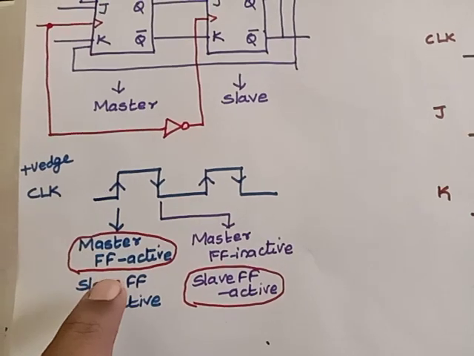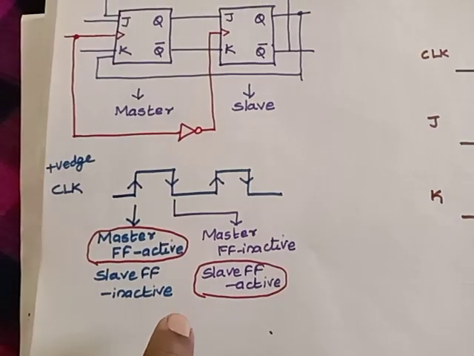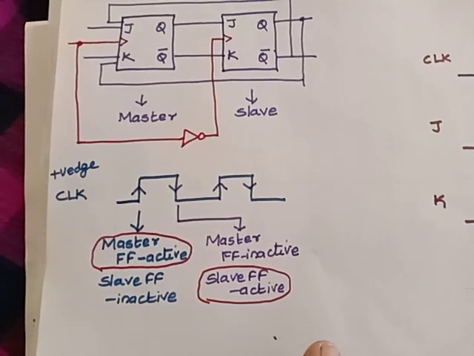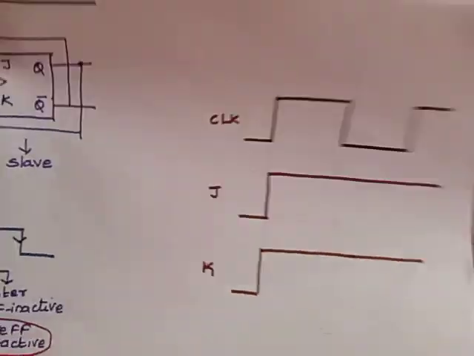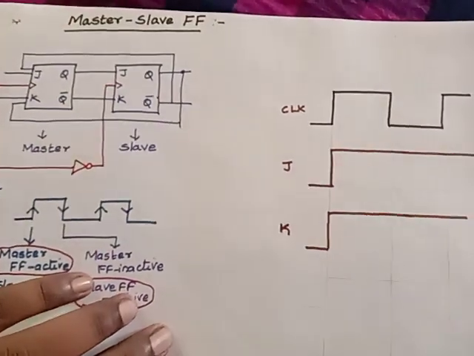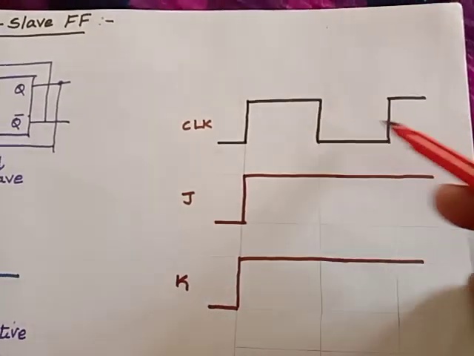Clear? Now we'll see how this eradicates your race around condition. The main idea of using master slave flip-flop is to eradicate or minimize your race around condition. We'll see how it eradicates, not just minimizes it. It eradicates the race around condition. Now look at this waveform here. I have directly drawn the clock pulse waveform. This is your clock pulse waveform.